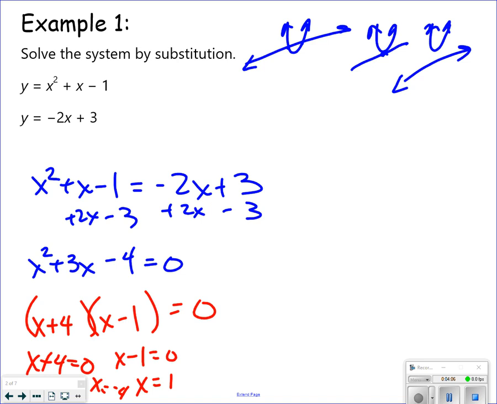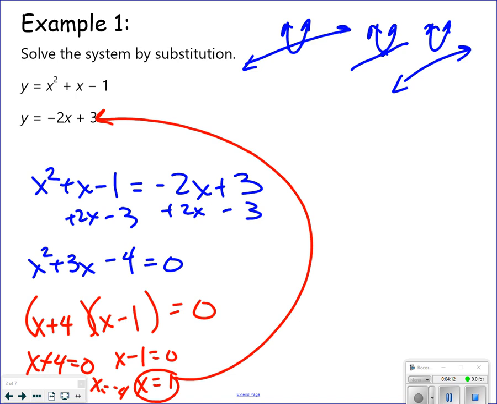Now, plug those back in. So I'm going to plug x equaling 1 back into the line. I'm going to be honest with all of you. If you have a line and a parabola, always use the line. So if I put 1 in for x, I get y to equal 1, which means when the x is 1, the y is 1.